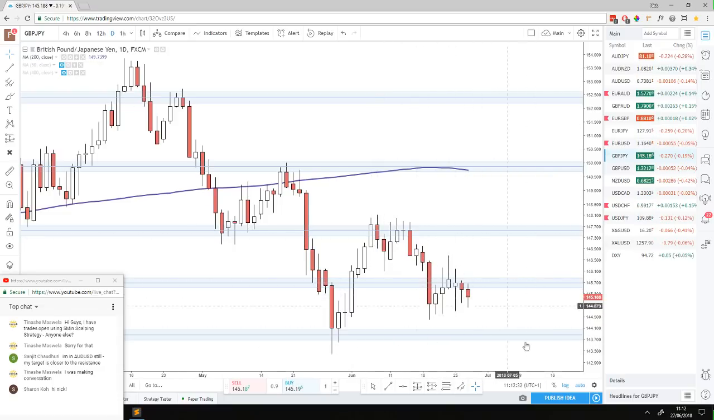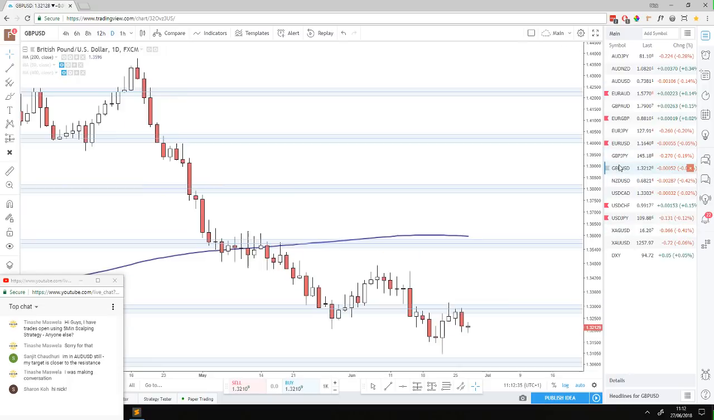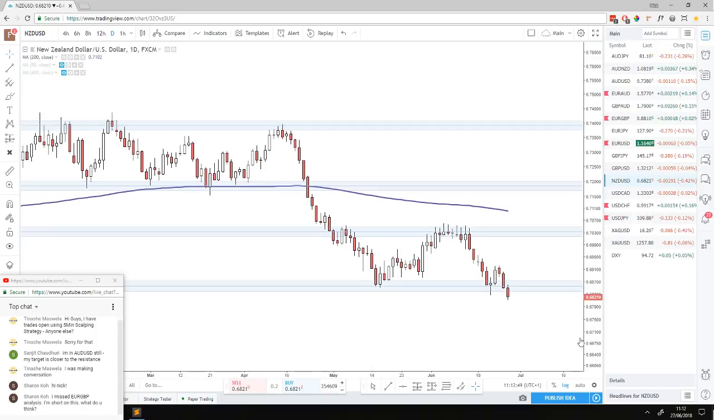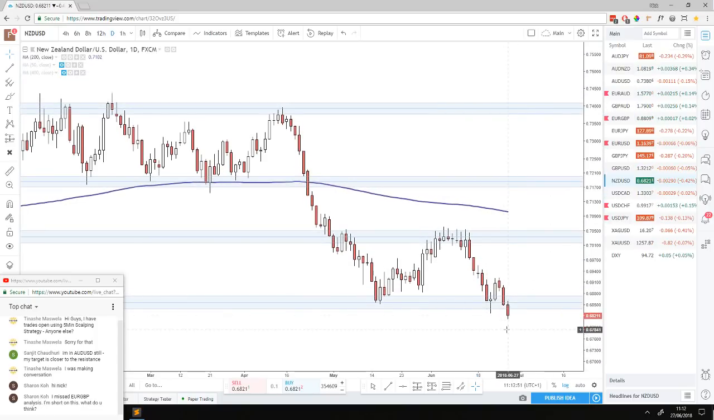GBPJPY, I mean, nothing really. GBPUSD, it's pulling away from this resistance area, but again, there's no clear trade setup here. NZDUSD finally breaking below. It's breaking below this support area. That's good.